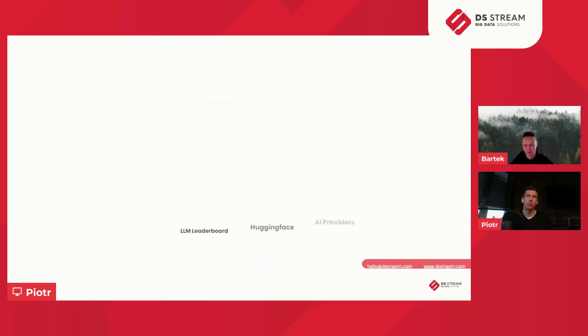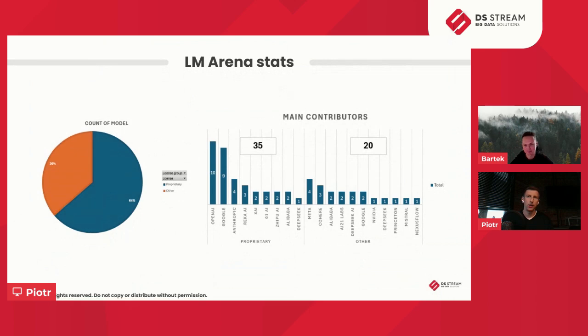And just to sum up this section and go into the decision-making process: on the leaderboard that I showed you, Chatbot Arena, you most probably noticed that the majority are proprietary models, so 35 against 20 open source. And the prime company for proprietary is unsurprisingly OpenAI. The second one is Google, so also a well-known company, but there is Anthropic in third place.